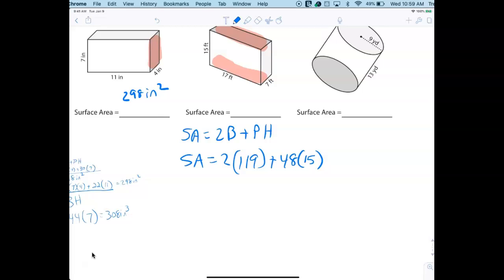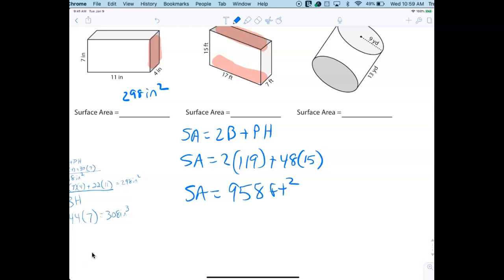Boys in the back, I don't want the same people doing the same problem. All right, help me out. Everybody's speaking up. Are you okay with that? All right. So now someone's going to tell me the surface area is equal to what? I'm listening. I got 958 feet squared.